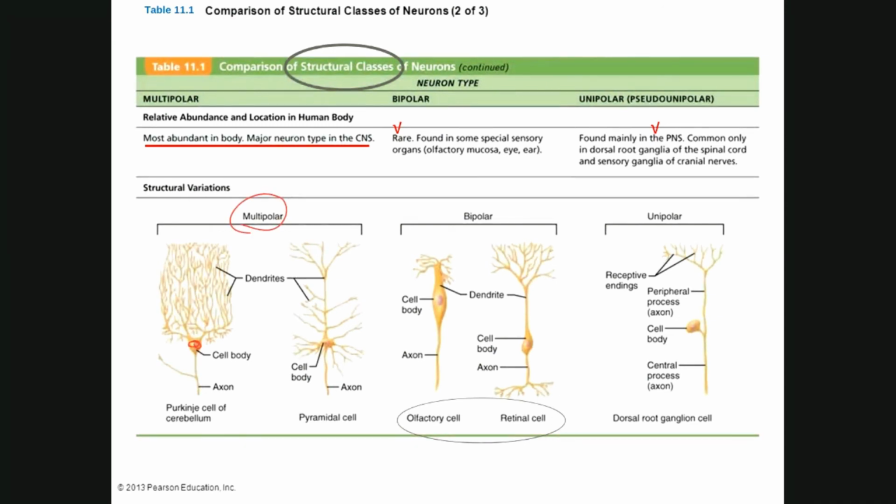Coming here, comparison: in multipolar neurons there is a cell body, many dendrites, one axon. Then in bipolar neurons, one cell body, one dendrite, and one axon. In unipolar neurons, there is one cell body and one single axon. One, one, two, many, multiple. So these are the three structural classifications of neurons.